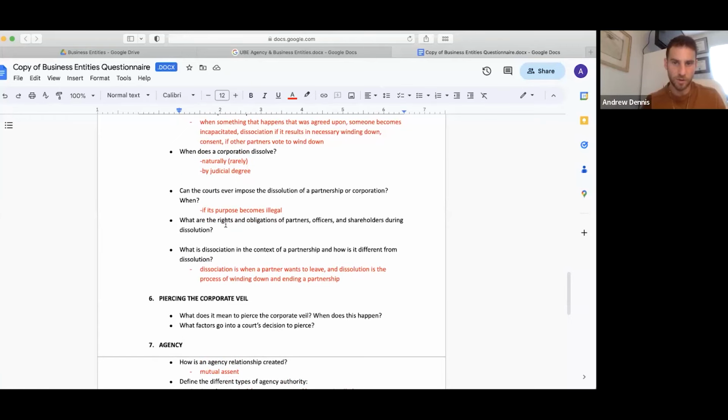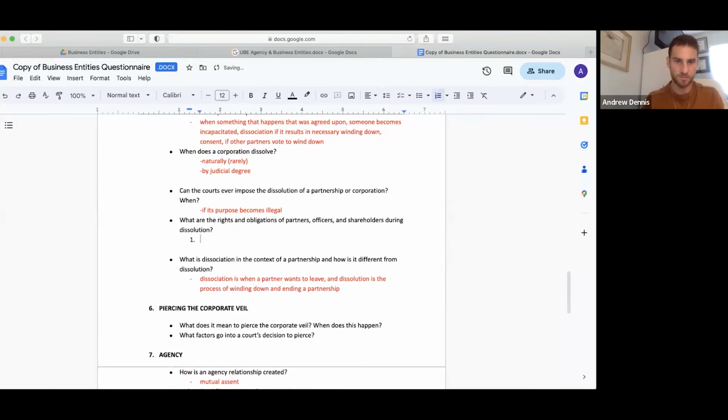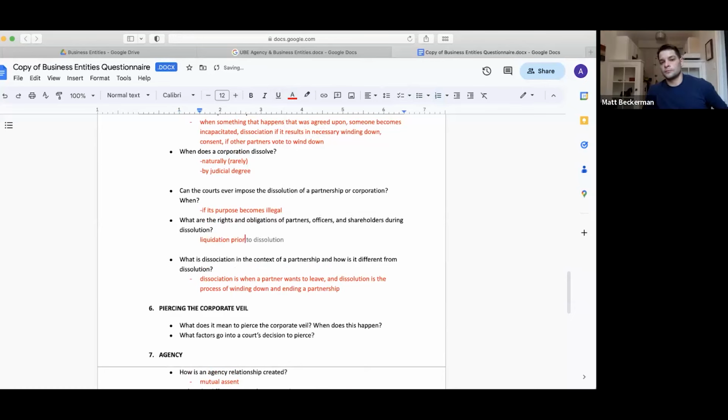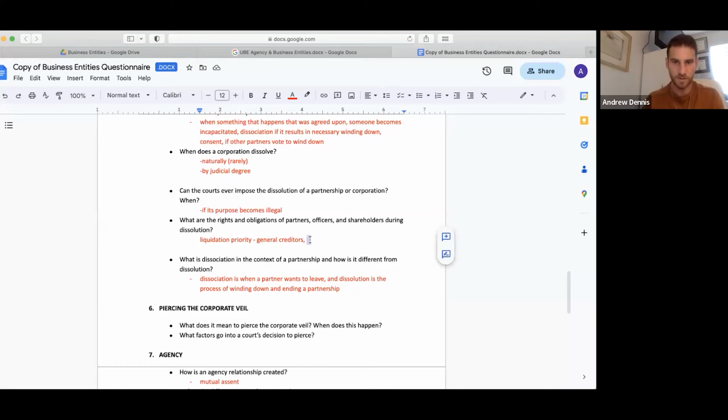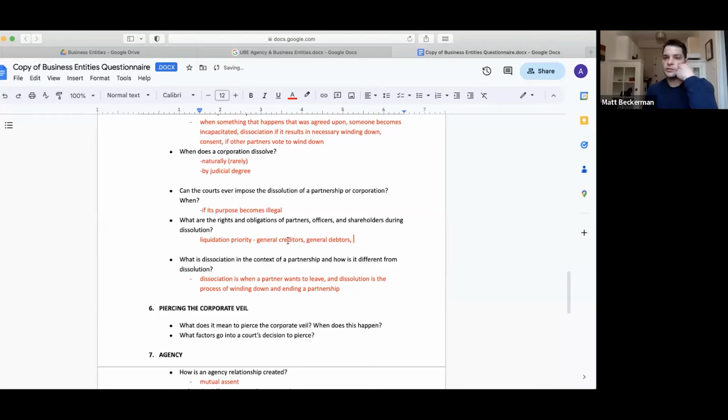Okay, what are the rights and obligations of partners, officers, and shareholders during dissolution? Well, I think creditors have the most. Yeah, let's talk about liquidation priority. That's a great question. Does anyone know who's going to be paid first? Yeah, creditors. So general creditors, and then general debtors, right? And also people who have priority stock have greater rights than people who have common stock.